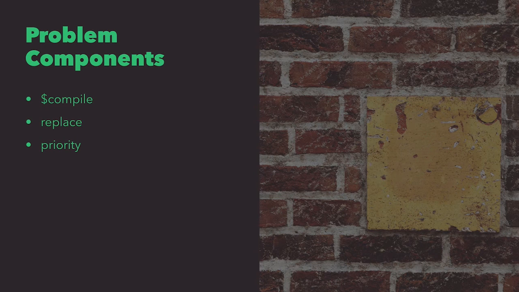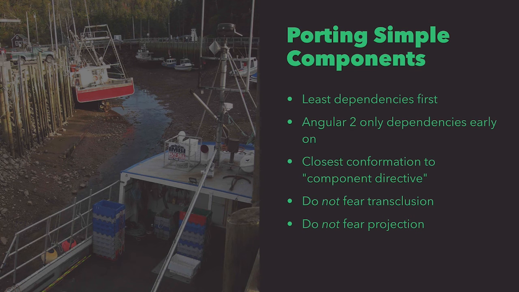And avoid at all costs $compile, replace, and priority. They won't work and they will break. And this is true of third-party components you're using. So third-party Angular 1 components are one of the things you're going to have to upgrade last. So again, just like with the services from Angular 1, you're going to want to look at porting your simplest components first, the ones that have the least dependencies or the ones that have dependencies that have already been migrated to Angular 2.